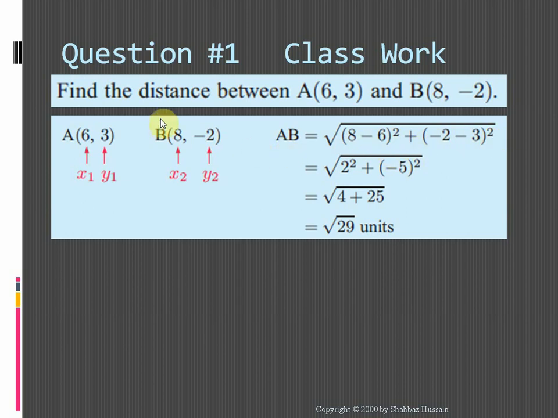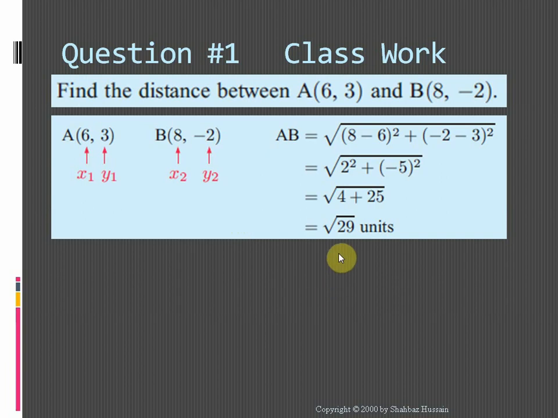So we are going to find the distance between AB. Here you see that x2 is 8 and x1 is 6, and y2 is minus 2 and y1 is 3. Now we calculate: 8 minus 6 is 2, square is 4, and minus 2 minus 3 is minus 5. Minus 5 square is 25, plus 4 is 29.